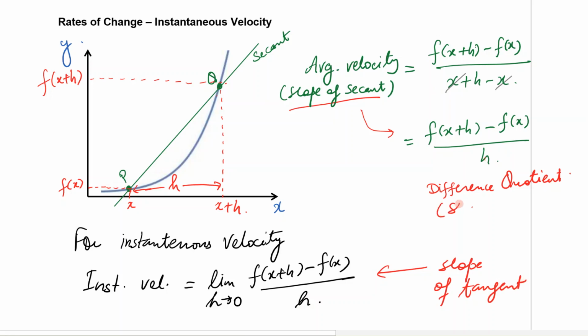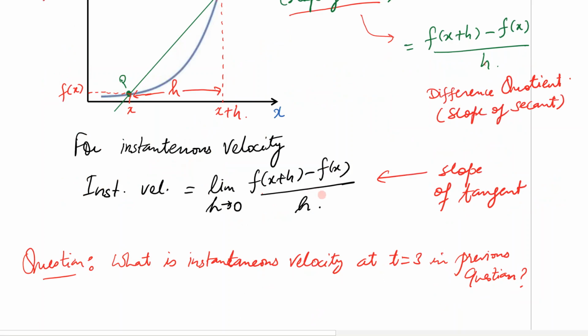This was our slope of secant. So we got the slope of tangent from our slope of secant by applying the limit h approaching 0. And this is also called the derivative. So derivative is the instantaneous rate of change of y with respect to the x value. So now we can use this information to solve our previous question.